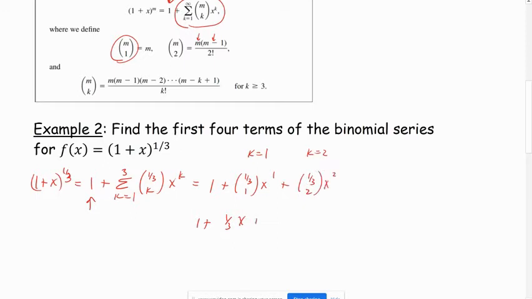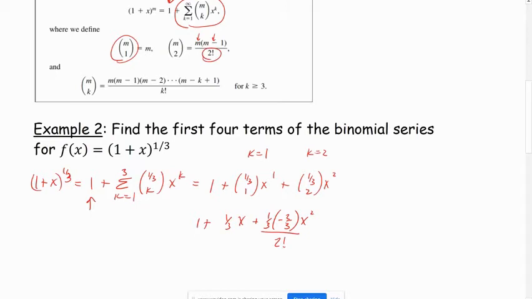And so that is 1/3, and then 1/3 minus 1 is negative 2/3. So notice when k equals 2, we have 2 numbers in our product. And that's going to be over 2 factorial.